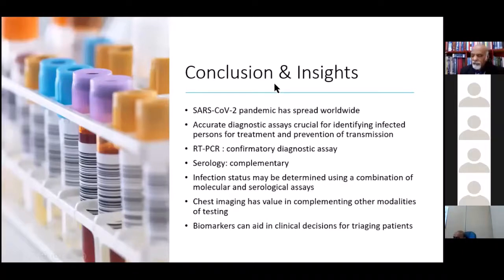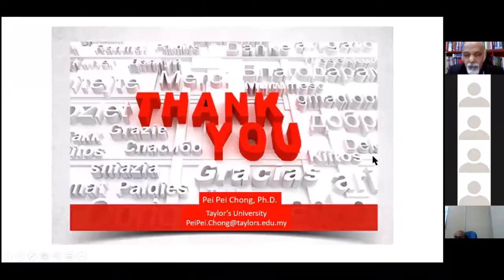So, in conclusion, accurate diagnostic assays are crucial for identifying infected persons. RT-PCR is widely employed as the confirmatory molecular test, which confirms active infection, whereas serology can be a complementary test that confirms either mid to late stage of infection. Chest imaging has value in complementing other modalities of testing, and biomarkers can be used in conjunction with chest imaging for hospitalized patients and can aid in clinical decisions for triaging patients for clinical management. So thank you everyone for your kind attention.